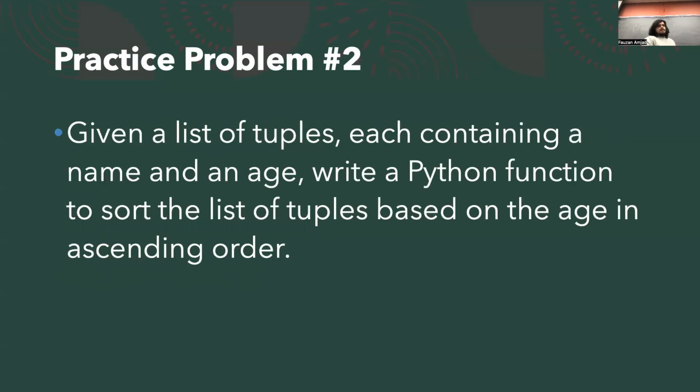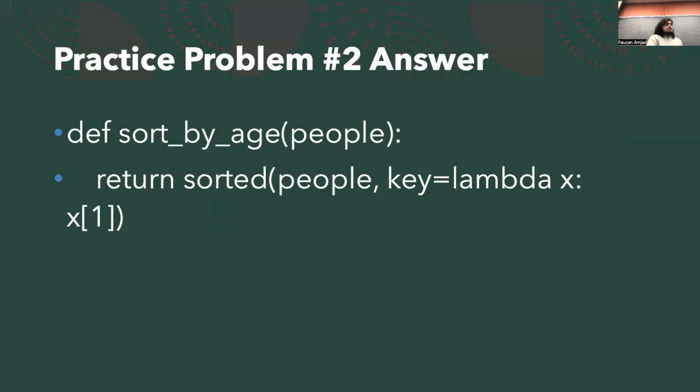Okay, another example: given a list of tuples, each containing a name and an age, write a Python function to sort the list of tuples based on the age in ascending order. So basically, we're given a list of names and ages, and we have to sort it based on age. And so we could do this all in one line. We can return a sorted list with the key being the second element of the tuple.